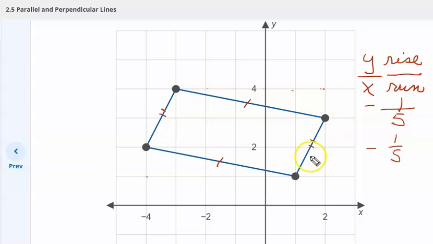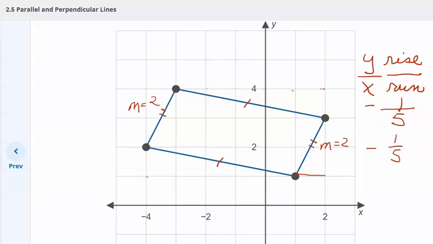All right, let's look at these. Well, this is positive slope. It looks like it's going over 1 and up 2. So the slope of this line, I'll put it over here, is 2. 2 over 1. How about this one? Over 1, up 2. Yes. This is also 2. So the slopes of these two and the slopes of these two are the same. So this is, in fact, a parallelogram.